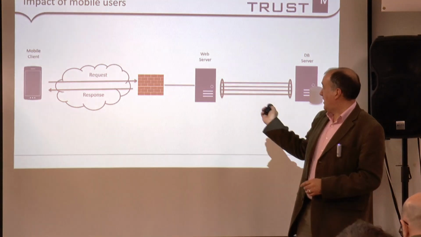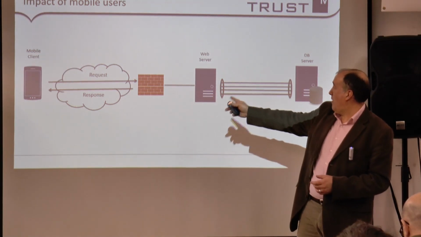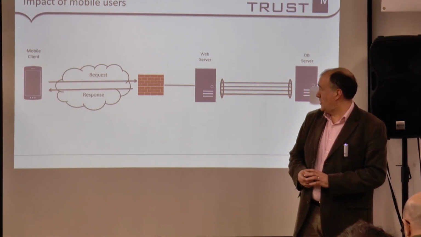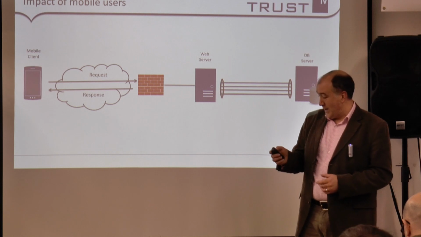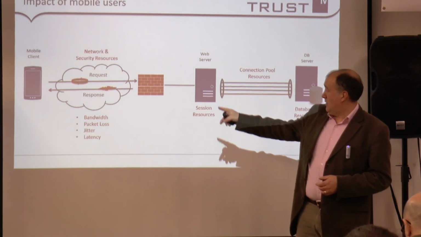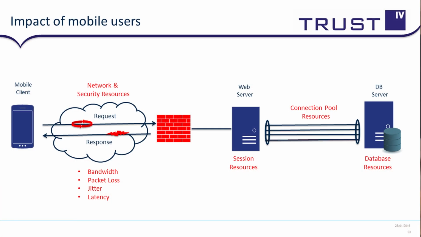So this basically shows a mobile client connecting through the network to a web server and a database server. And the key places where the network can have an impact on performance are obviously in the actual initial connection from one device to another, but the knock-on effects are often seen further down the line effectively.